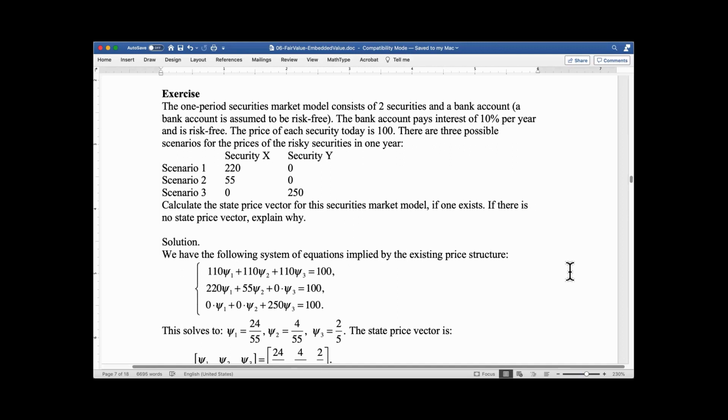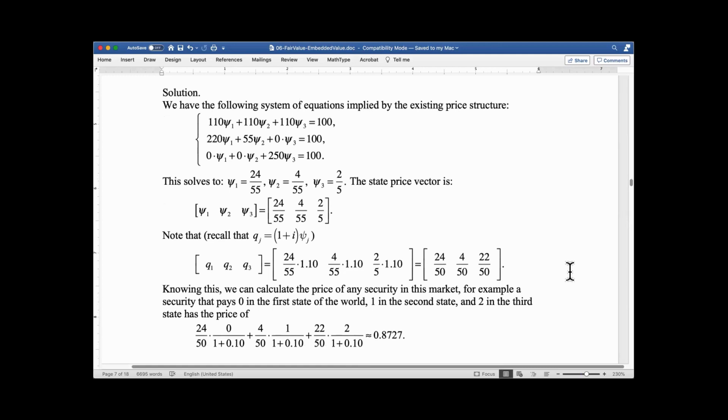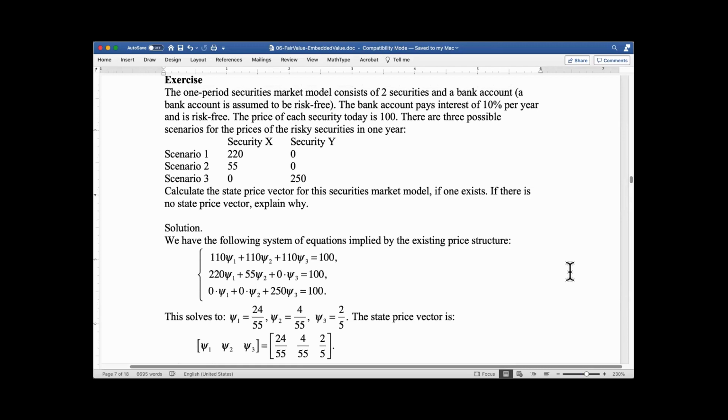Calculate the state price vector for the securities market model if one exists. If there is no state price vector, explain why. So this is what we have. You have the following system of equations implied by the existing price structure. And I want you to go over this carefully with me, please.